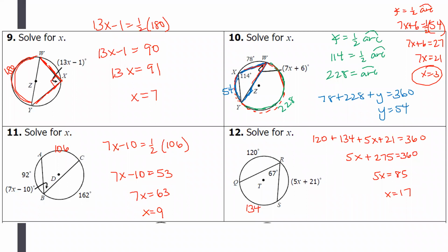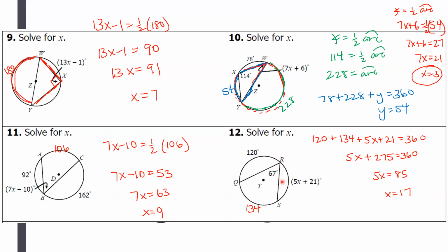Okay, so for number 11, you should have gotten x equals 9. It didn't tell us the measure of arc AC, but since we know that the entire circle is 360, we can do 360 minus 92 minus 162, and that will tell me the measure of this arc. So the measure of arc AC is 106. The angle that makes that arc is labeled as 7x minus 10, so I can say the angle is half of the arc inside of it. Half of 106 is 53. So I can add 10 to both sides and divide by 7. So that's where that x equals 9 came from.